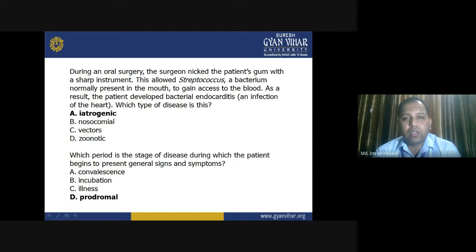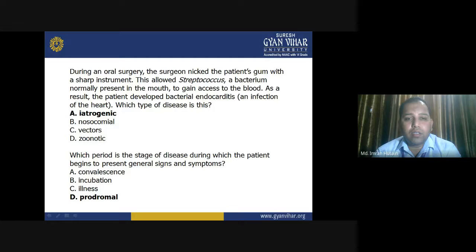During an oral surgery, the surgeon nicked the patient's gum with a sharp instrument. This allowed Streptococcus, a bacterium normally found inside the mouth, to gain access to the blood. As a result, the patient developed bacterial endocarditis, an infection of the heart. Which type of disease is it? Iatrogenic.